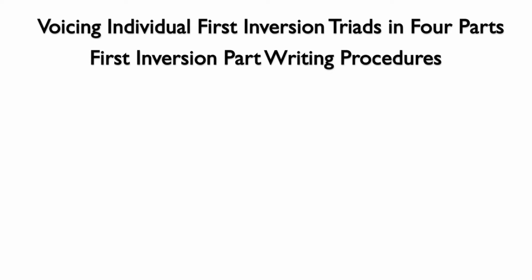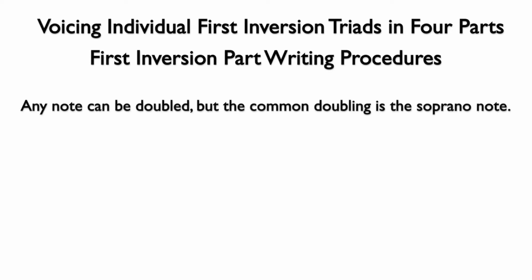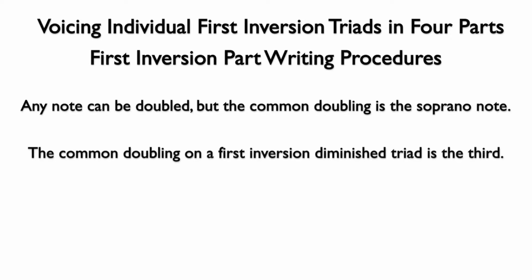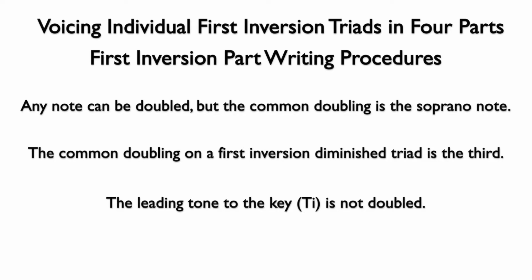Here are a few general rules. With most triads in first inversion, any note can be doubled, but the common doubling is the soprano note. The common doubling on a first inversion diminished triad is the third. The leading tone to the key, ti in solfege, is not doubled.